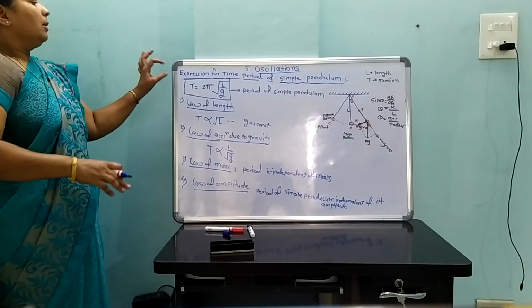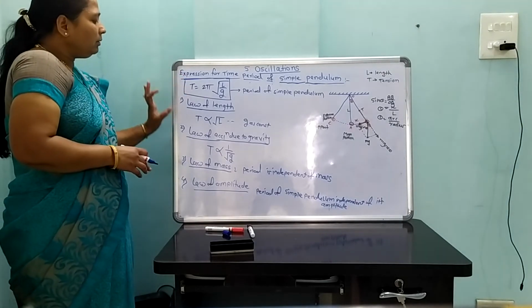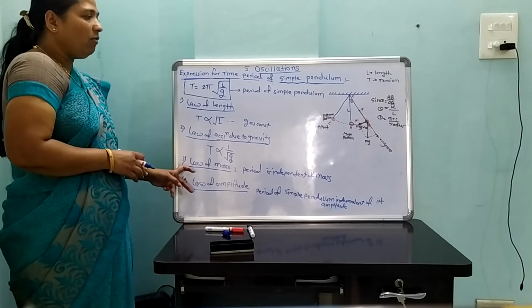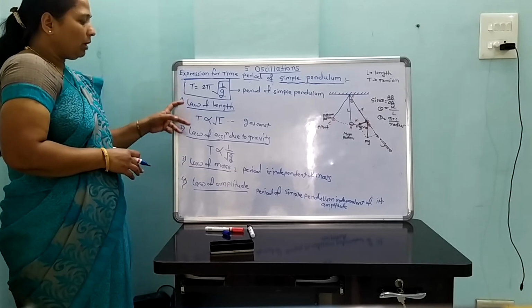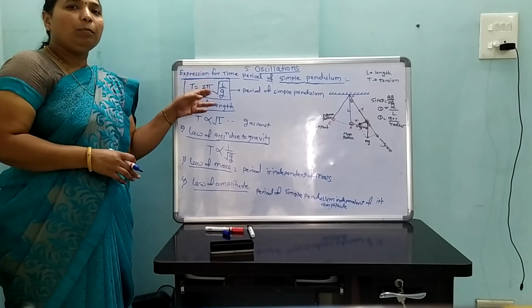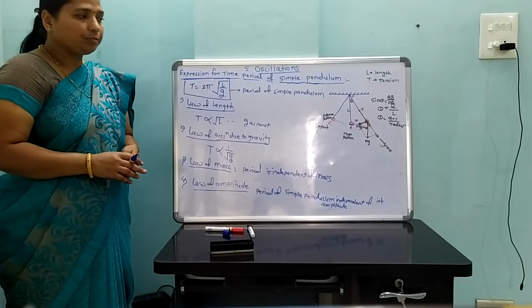Hence, by using that formula, we explain the law of length, law of acceleration due to gravity, law of mass and law of amplitude. Four laws can be explained by using that formula, T is equal to 2 pi under root of L upon g.